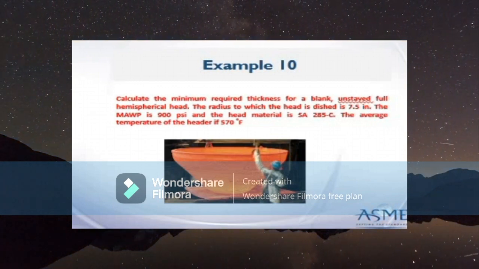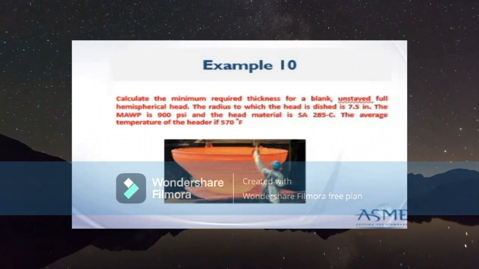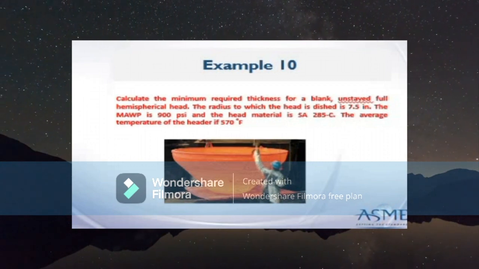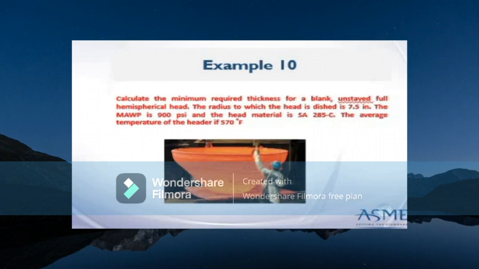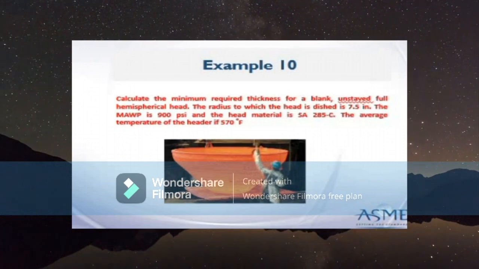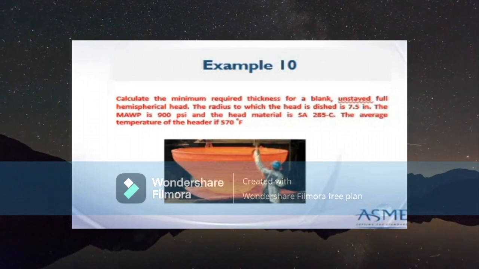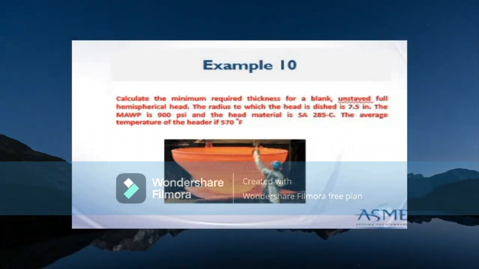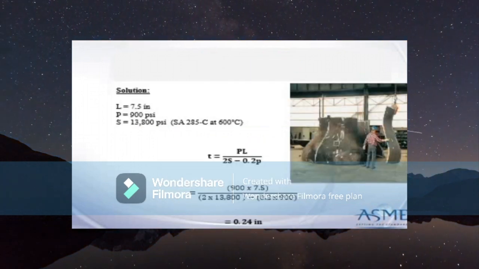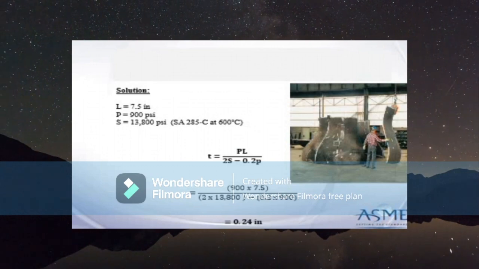Example 10. Calculate the minimum required thickness for a blank, unstayed full hemispherical head. The radius to which the head is dished is 7.5 inches. The MAWP is 900 psi and the head material is SA-285C. The average temperature of the header is 570 F. The minimum required thickness is 0.24 in.